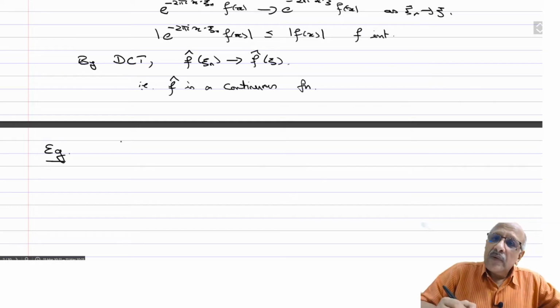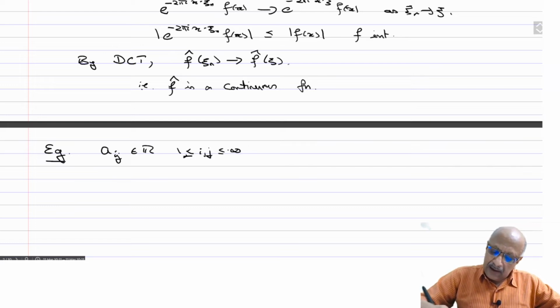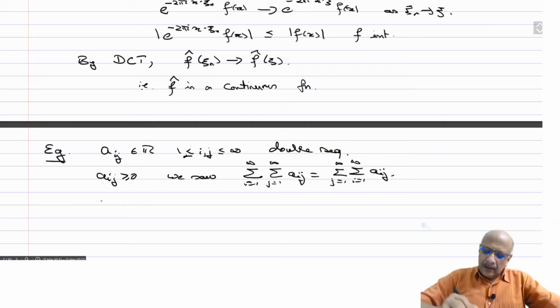Example again. Earlier we saw that for a double sequence a_ij, with i and j from 1 to infinity, if the a_ij are all non-negative, we saw that the sum over i from 1 to infinity of the sum over j from 1 to infinity of a_ij equals the sum over j of the sum over i of a_ij. This is not true in general.